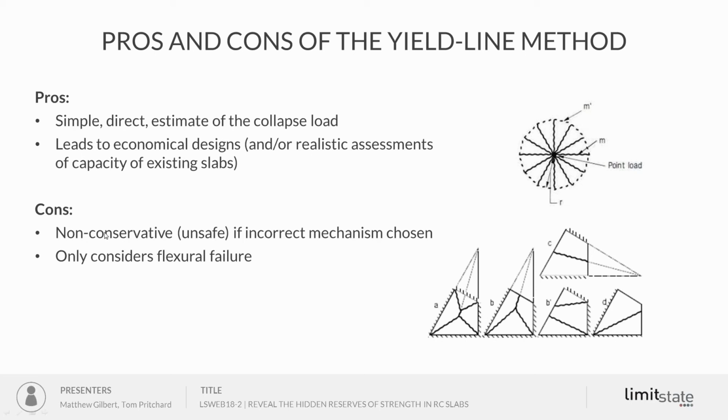Cons, from a hand point of view, the first one is a big worry. If you choose the incorrect mechanism, then you end up with a non-conservative or unsafe solution. So that's one thing. Second thing, it only considers flexural failure, so it doesn't consider punching failure, for example, and it also doesn't provide any information about the slab prior to collapse.